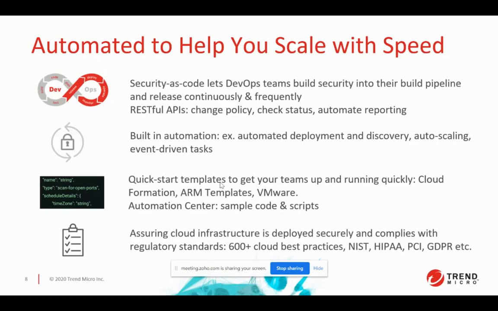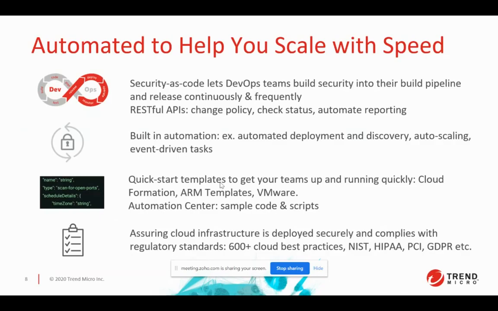Automated to help you scale with speed. So security as code lets the DevOps teams build security into their build pipeline and release continuously and frequently. For the DevOps team, they will be reusing the code and deploying the code automatically, and they won't care about security. So we need to provide the security through these Trend Micro Cloud One security offerings, with built-in automation, automated deployment and discovery, auto scaling, and event-driven tasks also possible.